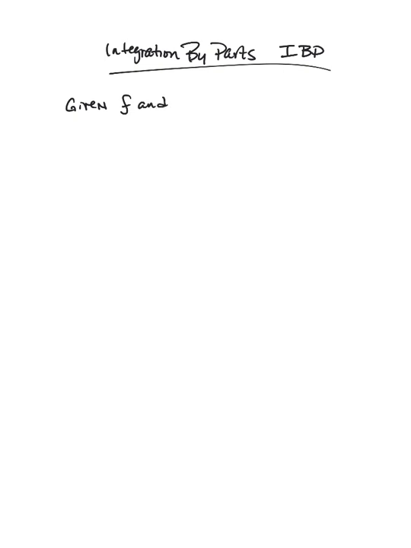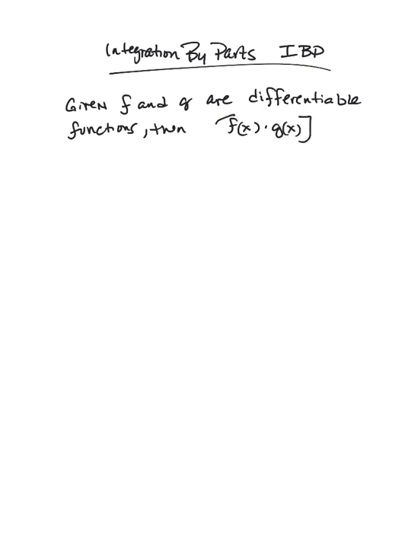Given f and g, and you don't have to copy this down. You could just pay attention if you want. If you're going to be a math major, you'll be doing a lot of this. Given f and g are two differentiable functions, then f of x times g of x, prime, is equal to the first times the derivative of the second, right?